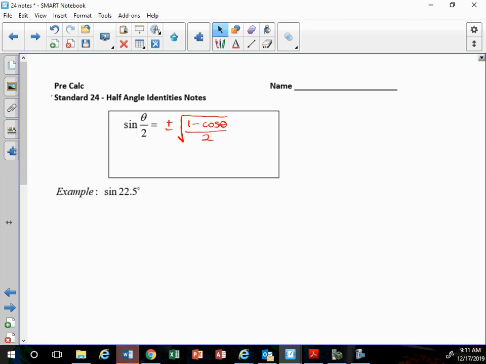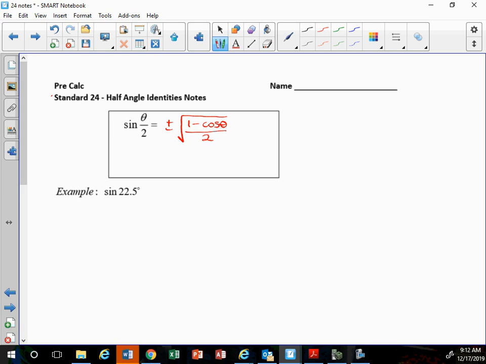Plus or minus, big square root, 1 minus cosine theta all over 2. Clearly not the funnest formula, but we'll make it work. These are called your half angle formulas. Guys, you ready?